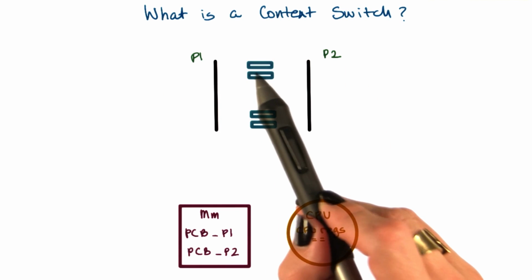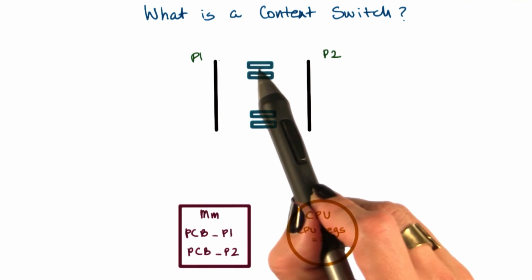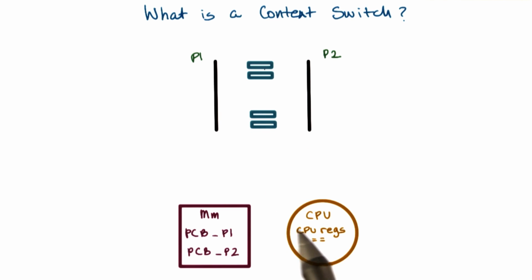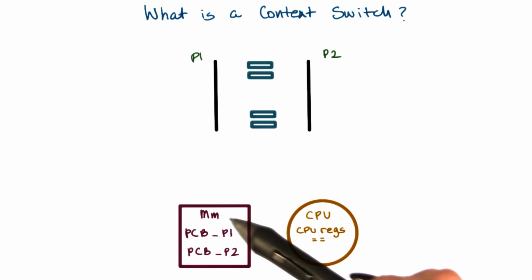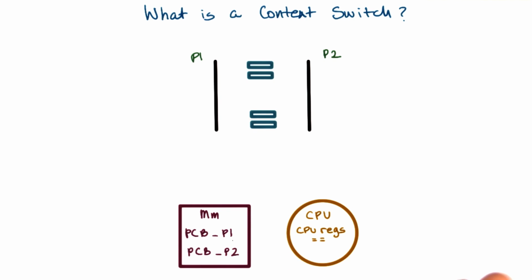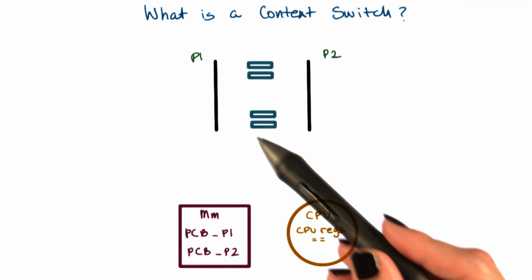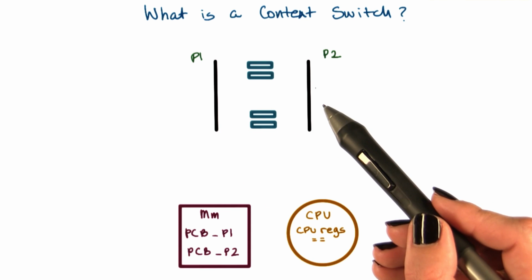Recall our illustration that shows how the operating system swaps between P1 and P2 for them to share the CPU. In this illustration, the process control blocks for P1 and P2 reside in memory, and the values of the CPU will change depending on which process is currently executing.